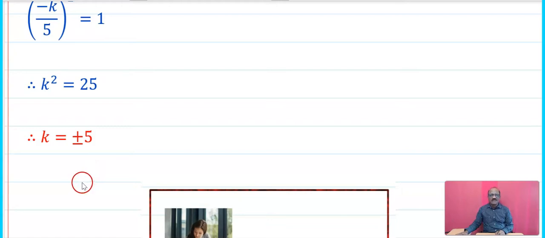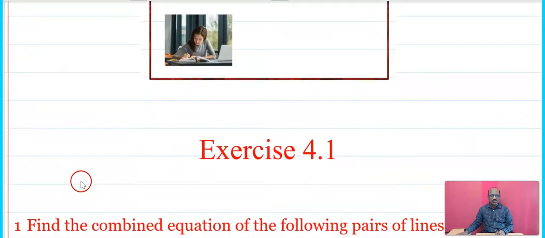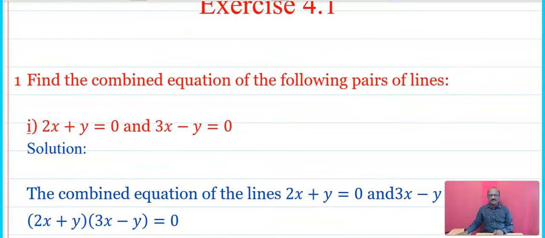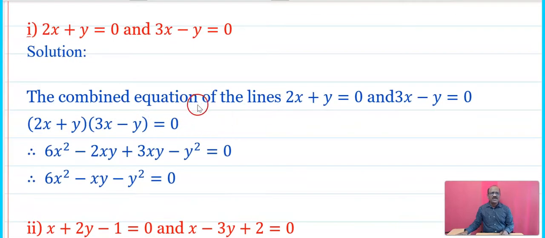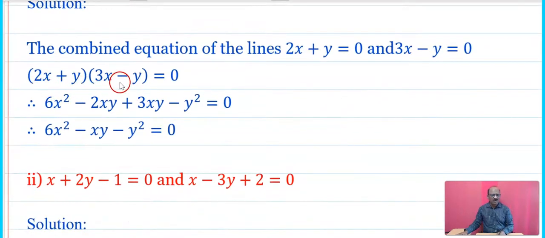Now we'll start the exercise 4.1. Very simple questions. Find the combined equation of the following pairs of lines. First: 2x + y = 0 and 3x - y = 0. The combined equation is the product of these two lines. In the first bracket 2x + y, into the second bracket 3x - y, equals 0.